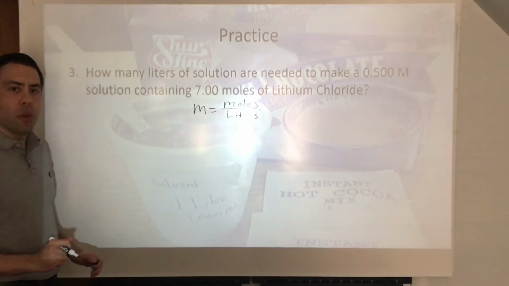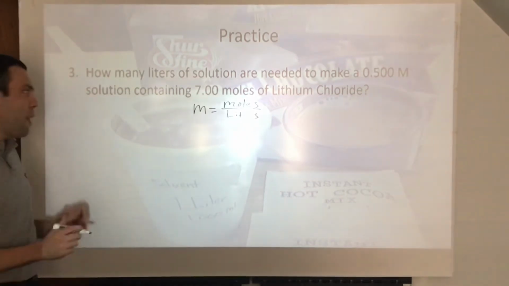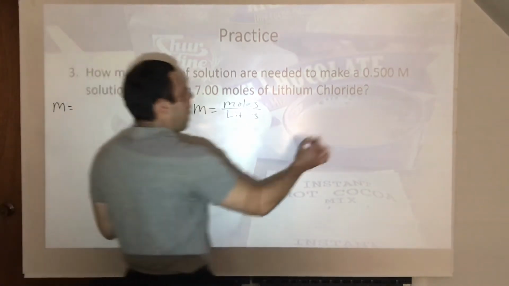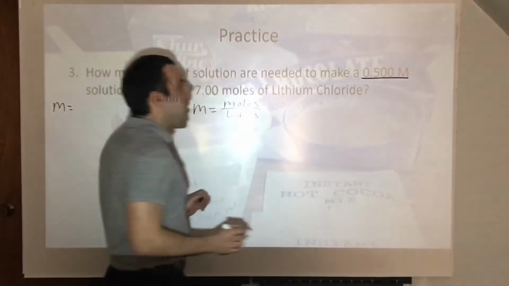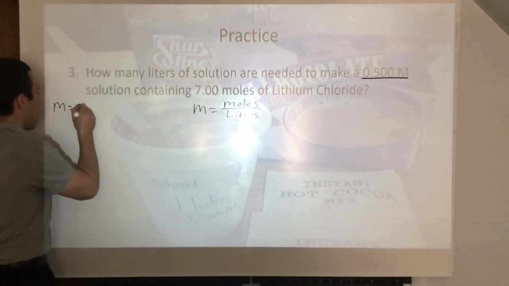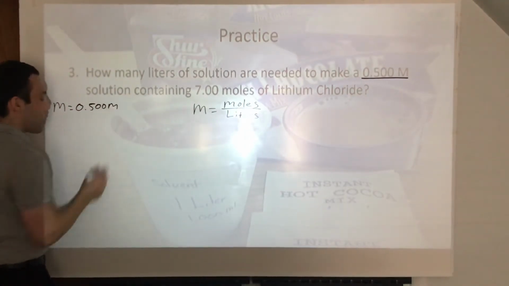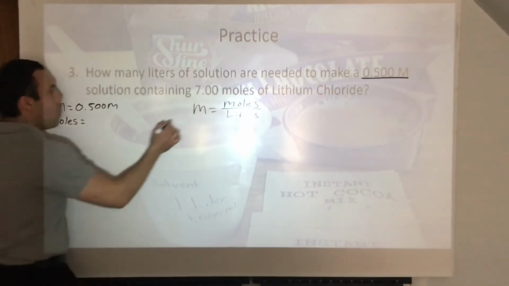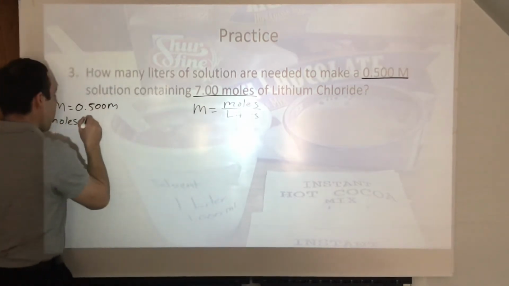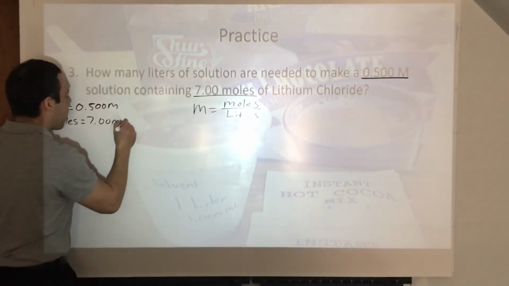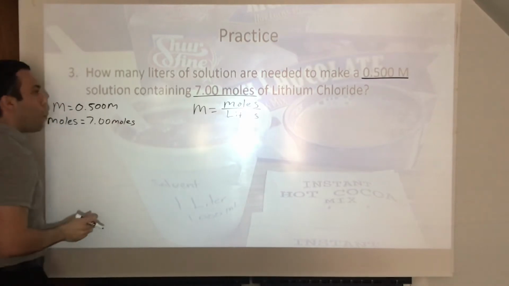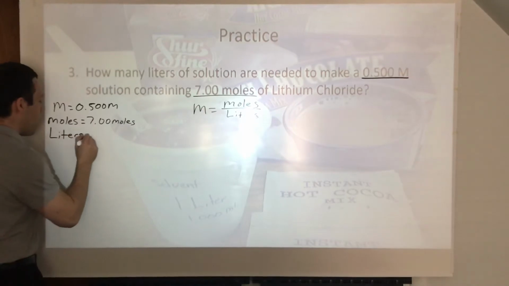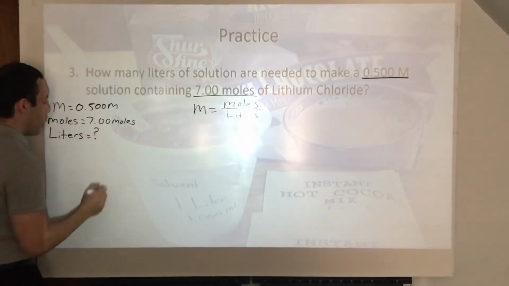The second thing we do is write down all of our known and unknown variables. Capital M, molarity, we do know the concentration this time. We have a 0.500 molar solution. We also know the number of moles. The number of moles equals 7.00 moles. What we do not know is the volume. So our liters, we're going to leave as a question mark.